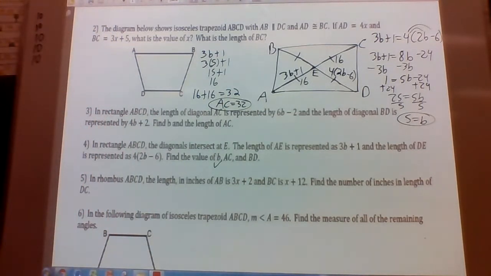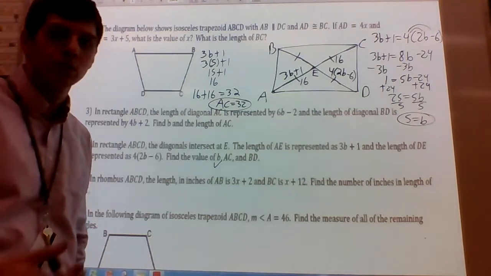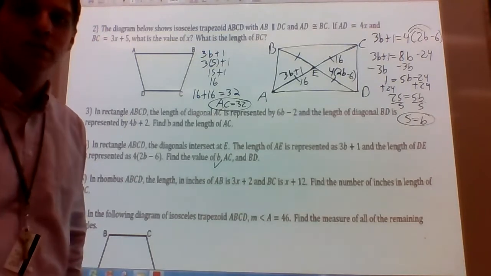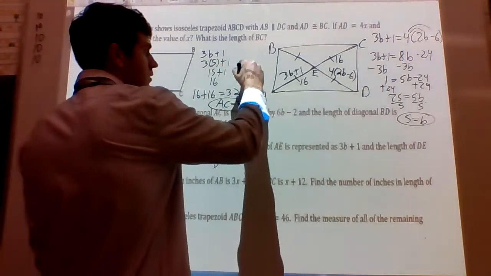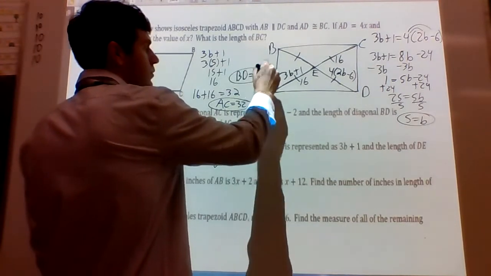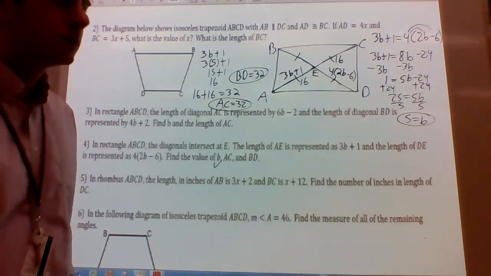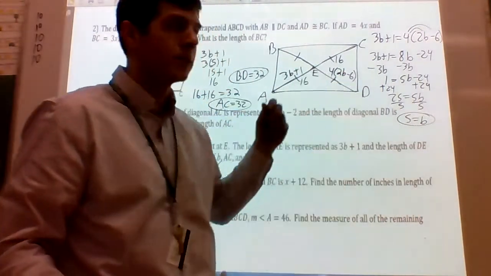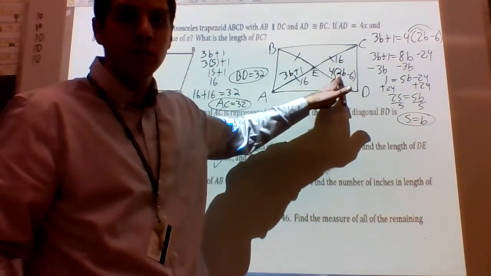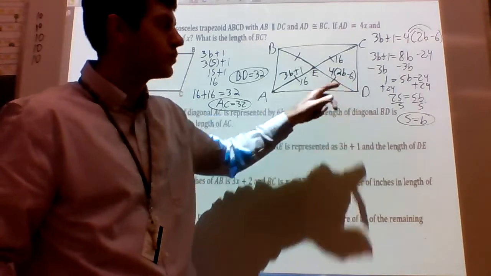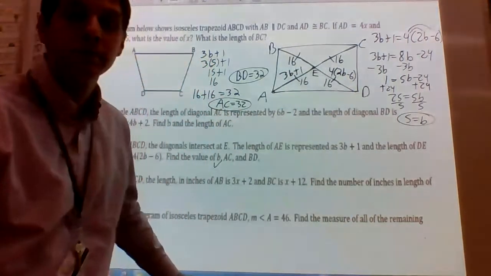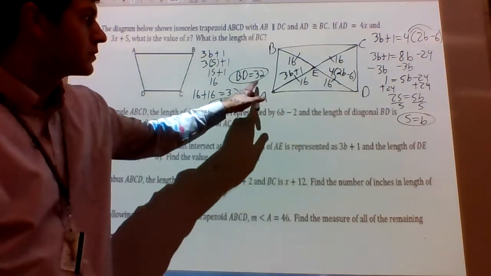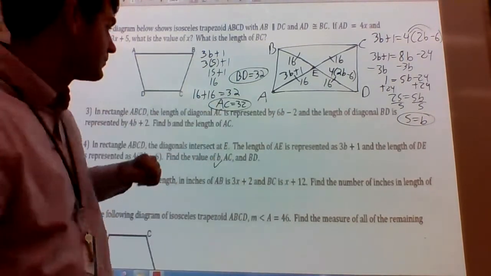We also know BD is going to be 32 because the diagonals are congruent, therefore their lengths are going to be equal. So since AC is 32 and AC is congruent to BD, we know BD is going to equal 32. We can just double check that. Substitute in our b in here. 2 times b is 10. 10 minus 6 is 4. 4 times 4 is 16. If this is 16, this one's also 16. 16 plus 16 is 32.